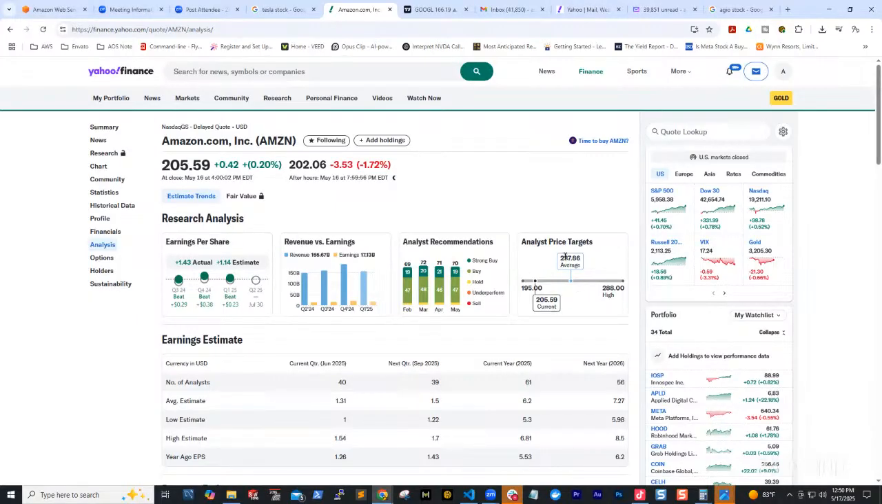On average, they say Amazon should be at 237. On the high end, it will be at 288, and on the low end, it will be at 195. Currently, it is at 205. I will say 202 because it went down during the day. So sometimes this is what I look at, right? When it's going to move, nobody knows, right? Nobody really knows. You can only speculate.